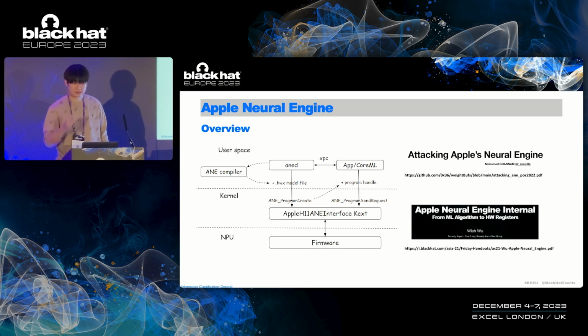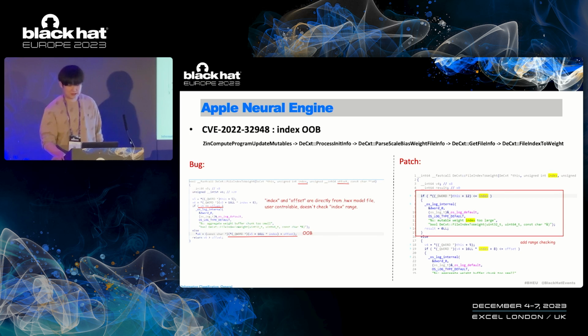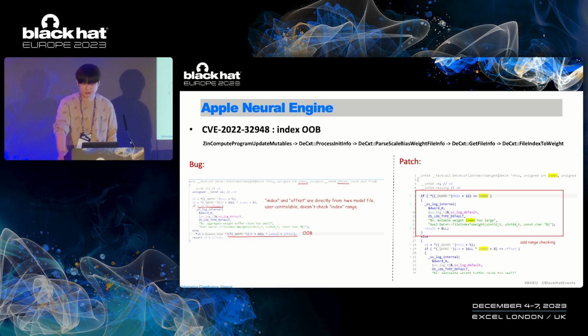In this section I'll mainly talk about some new issues of the ANE from before, and the bugs I found by patch analysis. This CVE is in an ANE kernel extension. The function file index to wait doesn't check the index range, which may cause out-of-bound access. The argument index and the offsets are read directly from multiple sections of the model file, which is user controllable. The patch here is adding a range check for the index.